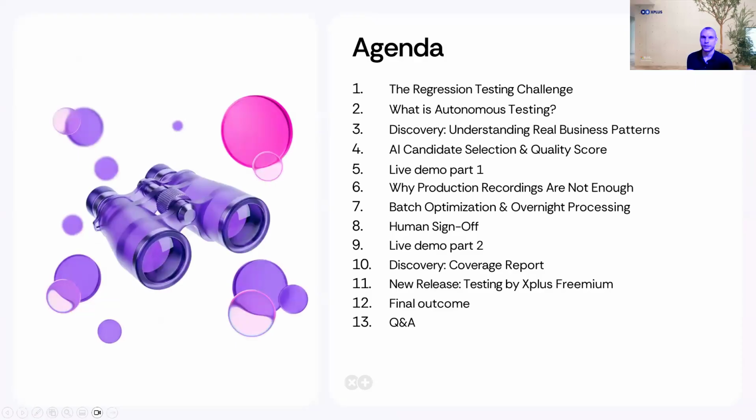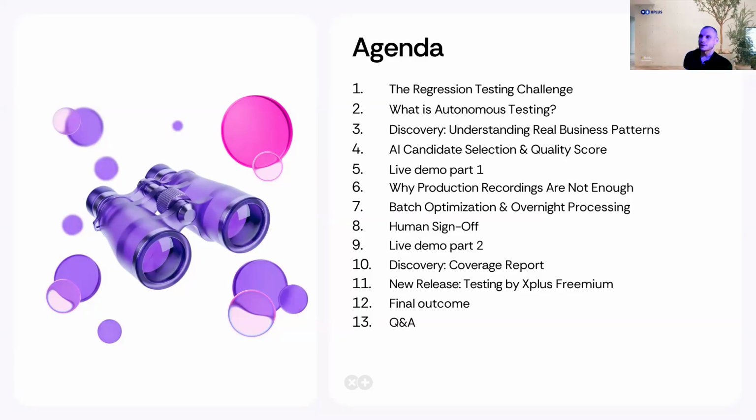So first, we will talk briefly about the challenges in regression. What is autonomous testing? How we understand autonomous testing in Xplus. Few words about Discovery, our product, and understanding real business patterns. What does it mean? AI candidate selection quality score. This is one of the features in our Discovery application that helps us to recognize good candidates for the test cases.